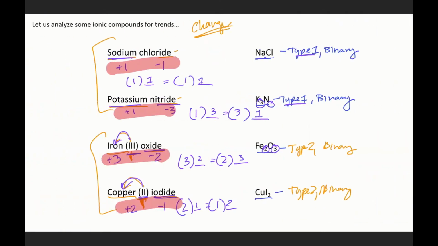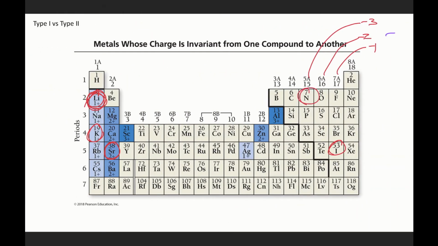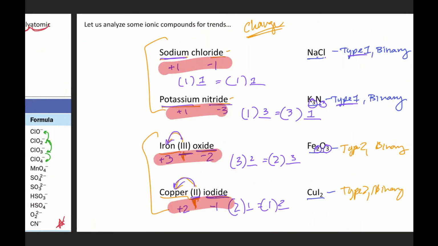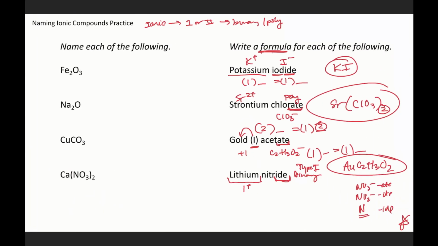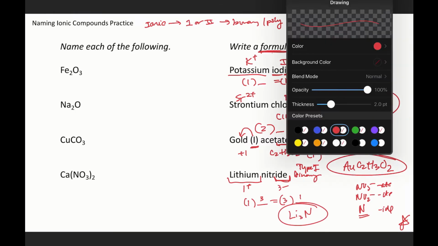So let's go find nitrogen on the periodic table and make sure we know its charge. Nitrogen is here, part of the minus 3s. So if I have 1 is equal to 3, then I clearly need 3 of these and only 1 of those. So Li3N would be the formula for lithium nitride. All right, let's go in the other direction.